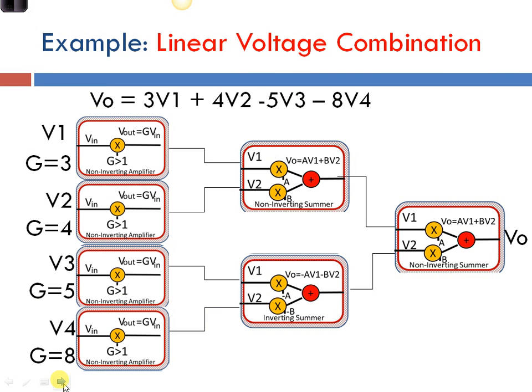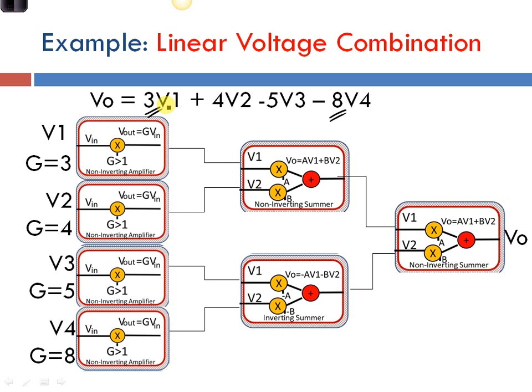So let's talk about an example where we might want to do a linear combination of voltages. Perhaps these 4 voltages came from a series of sensors, and some of them we really trust. We want to multiply them by a large number, and some we don't trust quite as much. We want to multiply them by a small number. So here's the equation that we might like to have in order to get our output voltage.